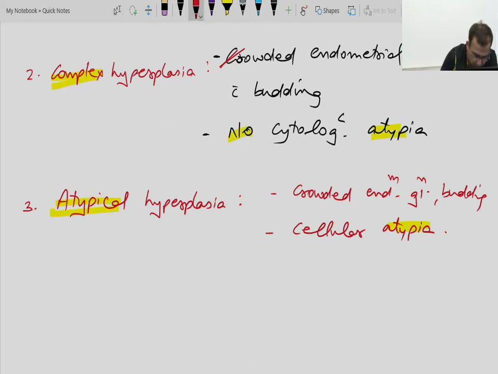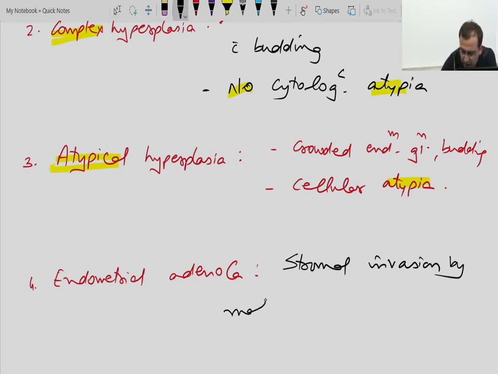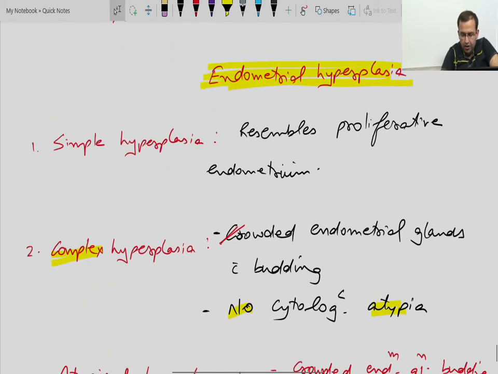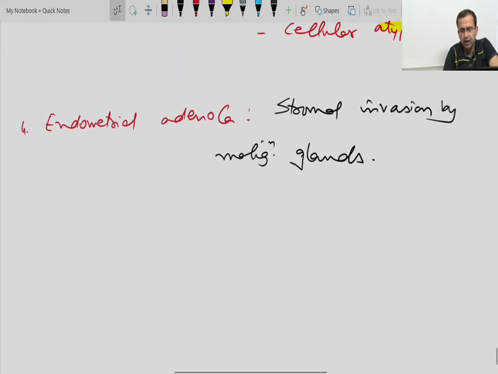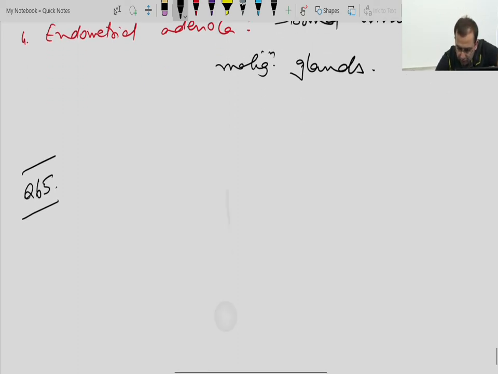Coming to the last one, that is endometrial adenocarcinomas. These are obviously associated with stromal invasion by malignant glands. This is endometrial hyperplasia, a very simple classification which we have done: simple, complex, atypical, and endometrial adenocarcinomas. Next, this gets us to the next question, that is question number 65.